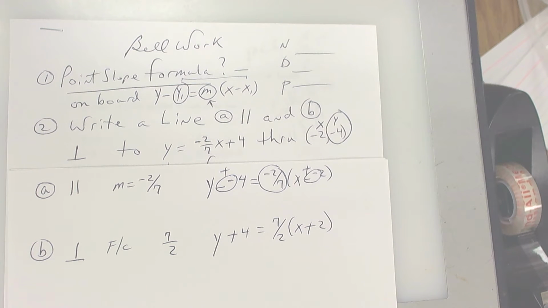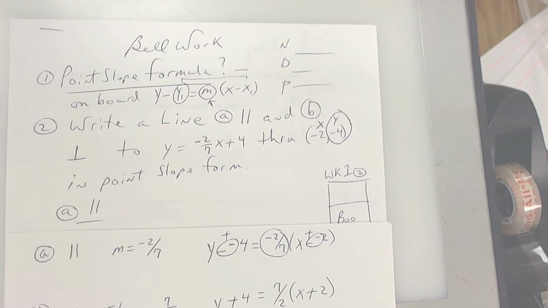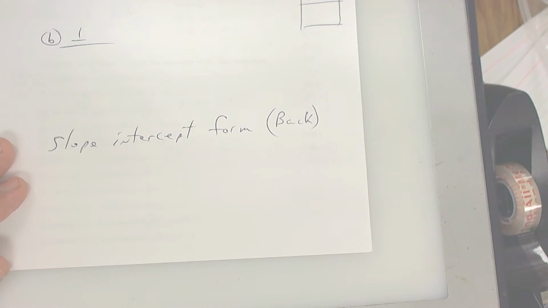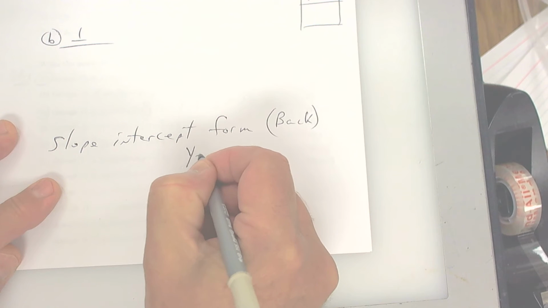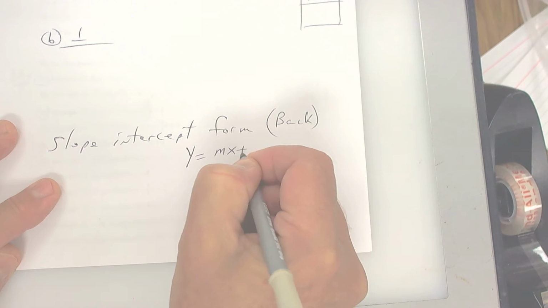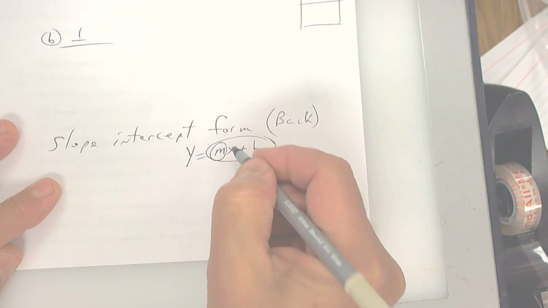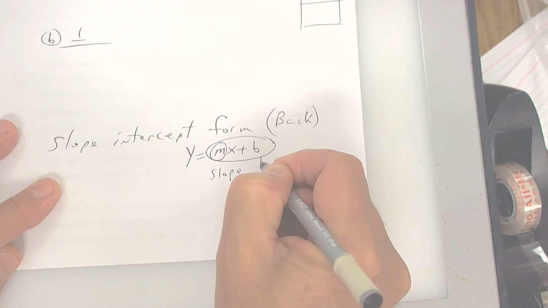That was the first part of the page. The back side, however, gets a little harder. Okay, so put away your bell work. And we're doing something called slope-intercept form. Slope-intercept form is y equals mx plus b. Okay, there's your slope, and there's your intercept.